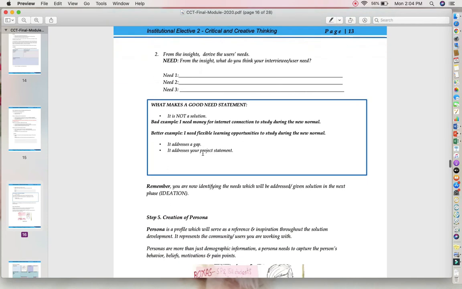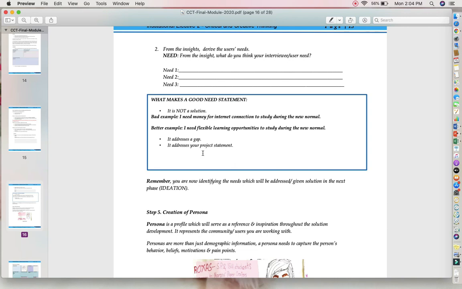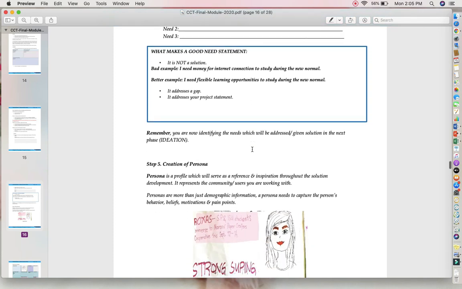What makes a good need statement? It is not a solution. For example, I need money for internet connection to study during the new normal. But a better example is, I need flexible learning opportunities to study during the new normal. It addresses a gap and it addresses your project statement. Remember, you are not identifying the needs which will be addressed by a given solution in the next phase, which is ideation.